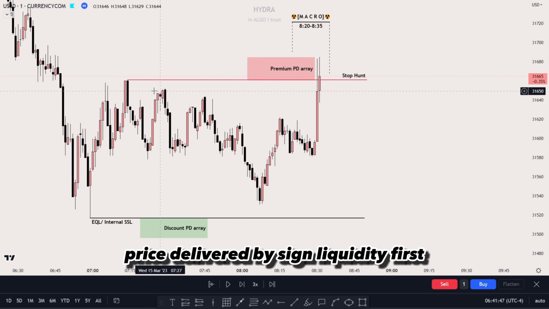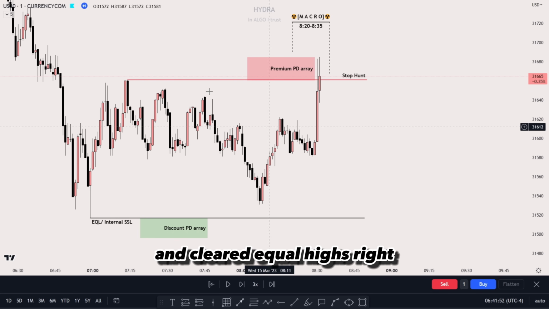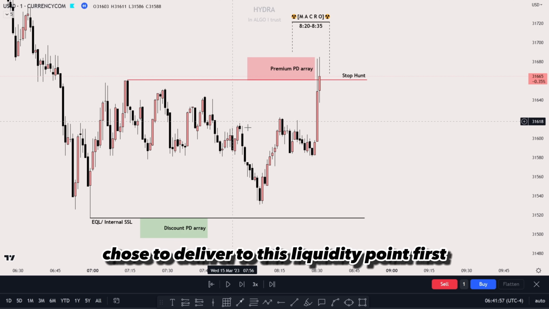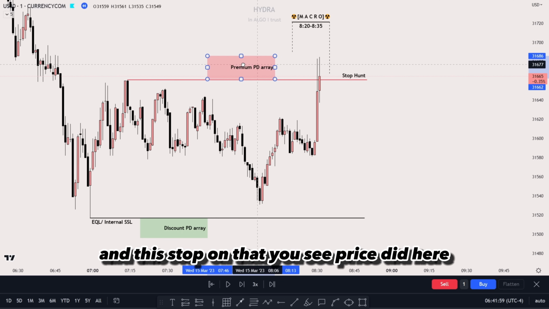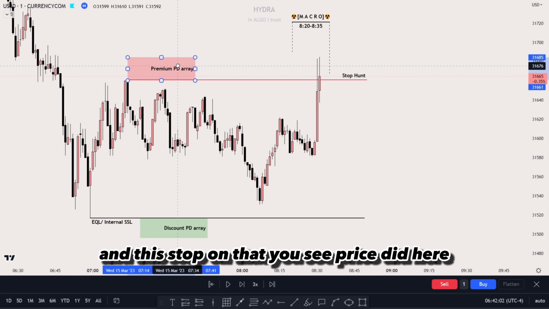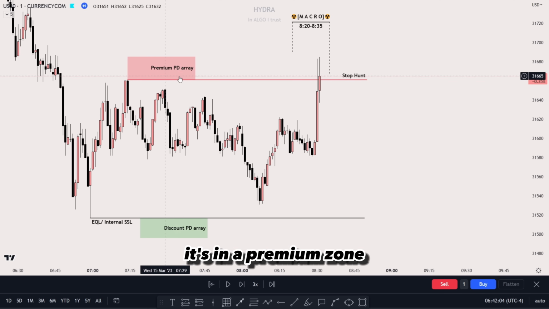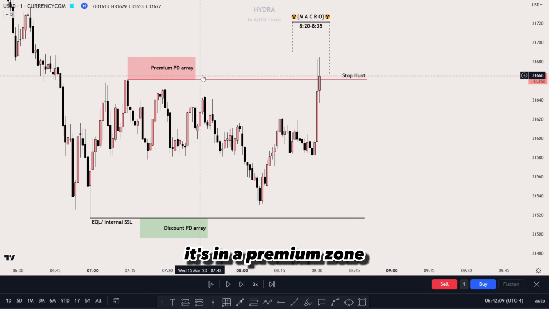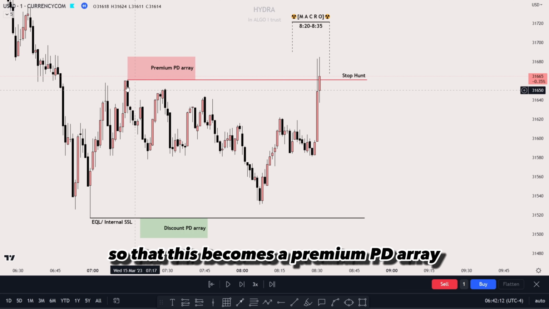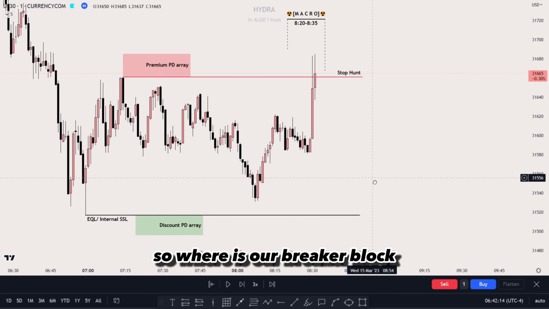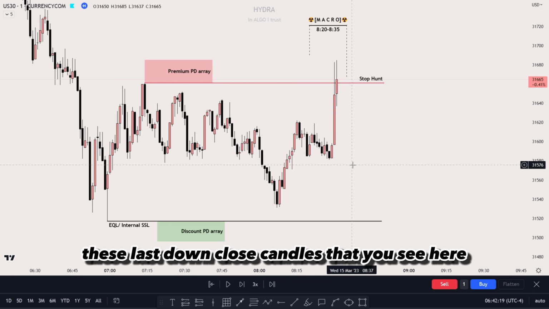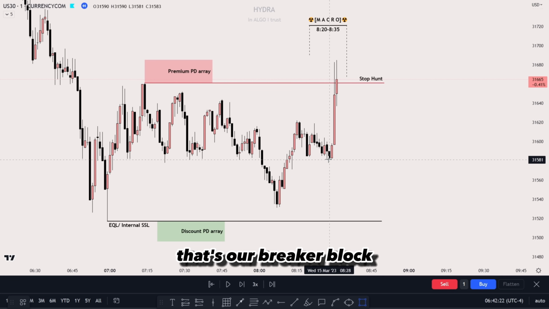So what do you see here? Price delivered to the buy side liquidity first and cleared equal highs, right? These are relatively equal highs, and price chose to deliver to this liquidity point first. And this stop hunt that you see price did here is in a premium zone. Why? This swing high that you see right here is in a premium zone, so this becomes a premium PD array. So where is our breaker block? Do you see our breaker block here? Yes, these last down-close candles that you see here, that's our breaker block.